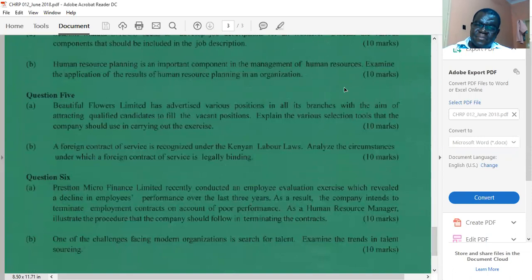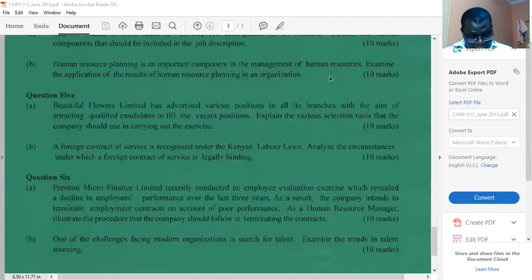Human resource planning is an important component in the management of human resources. Examine the application of the results of human resource planning in an organization. Into which areas will you use the results obtained from human resource planning?